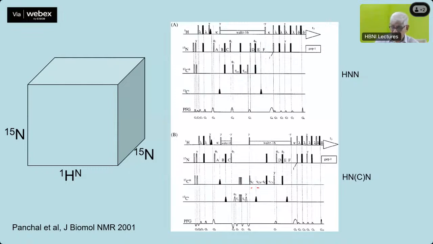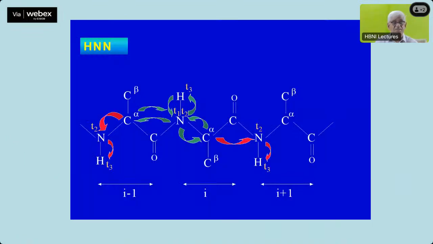Okay, let's start looking at what an HNN pulse sequence is. This is the polypeptide chain here, from the left hand to the right hand. This is the N terminal, and C terminal. The residues are indicated as I minus 1, I and I plus 1. Now what you do here is, from residue I, you transfer the magnetization to the nitrogen 15 here. From nitrogen 15, this transfer, and you label there T1.